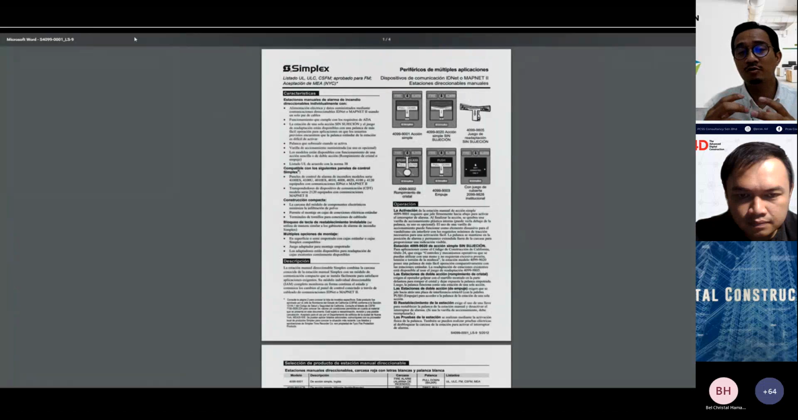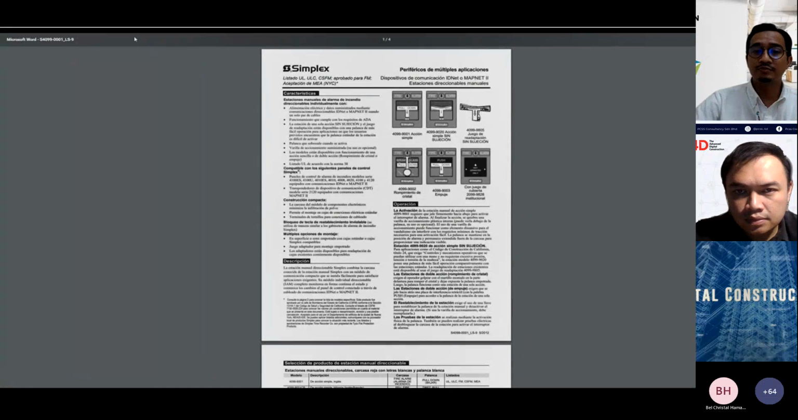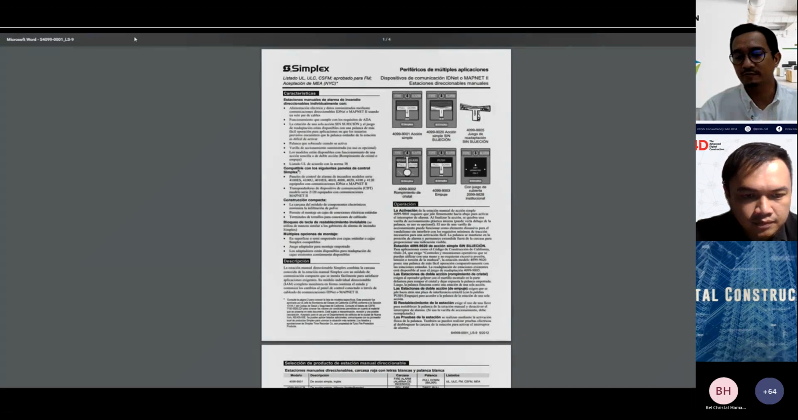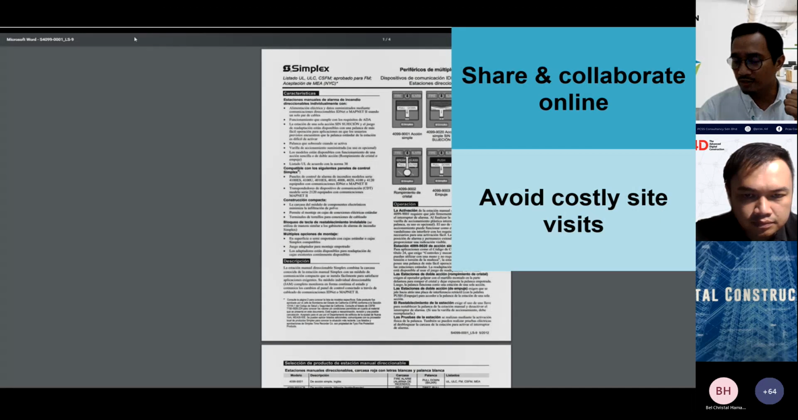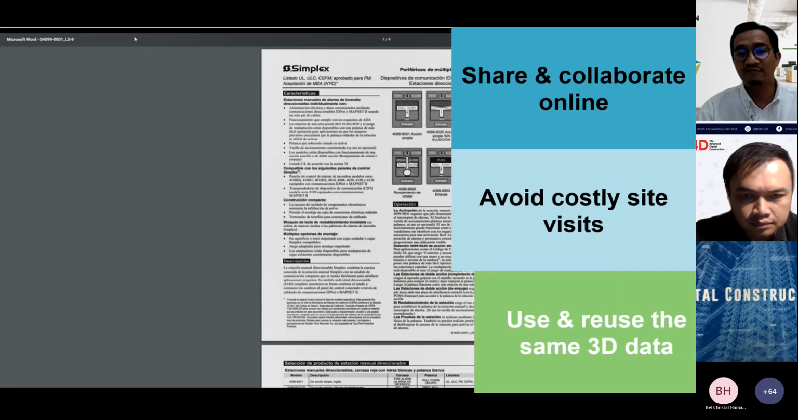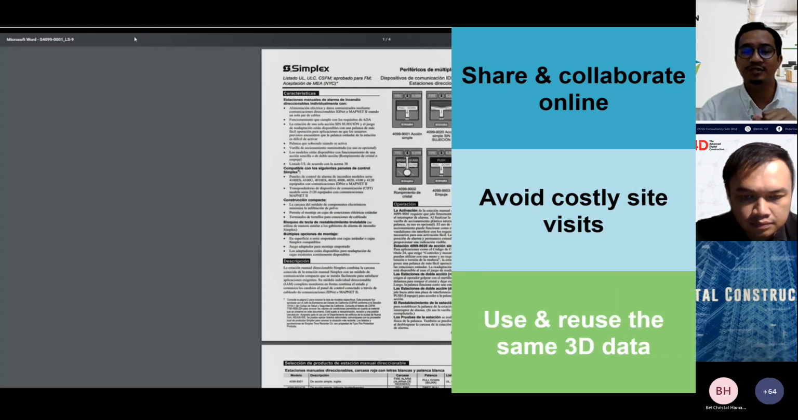But this is more than enough for whoever is going to work with this data for the next 100 years, for example. Of course, you wouldn't know who designed it. You probably lost the file, but if you have the point cloud data, which is valid for the next 100 years, anyone can access it, and you have all this valuable information. So you can share and collaborate online, avoid costly site visits, and use and reuse the same 3D data.